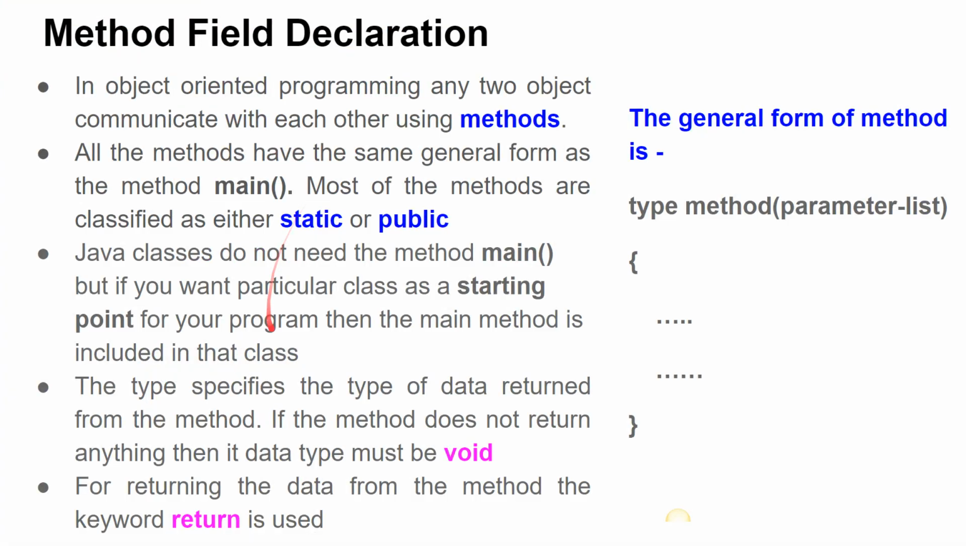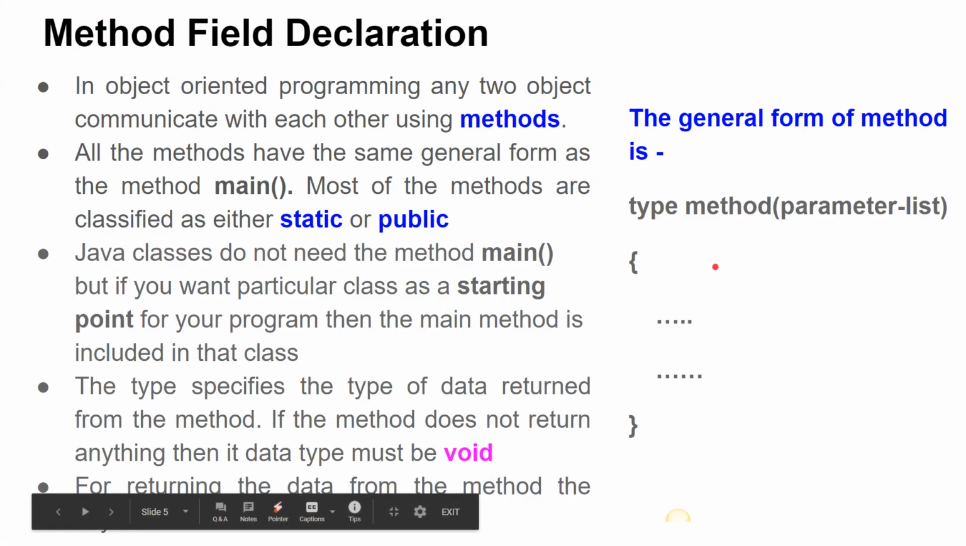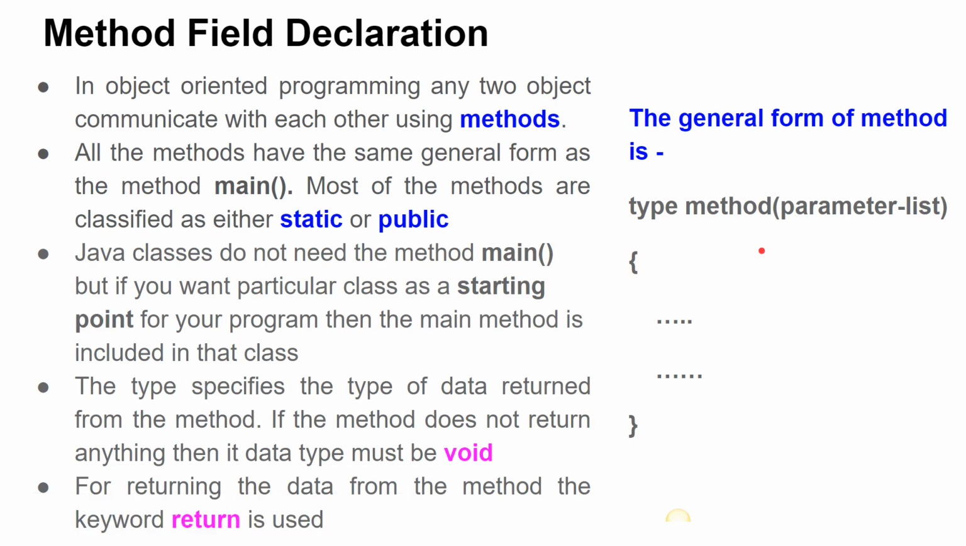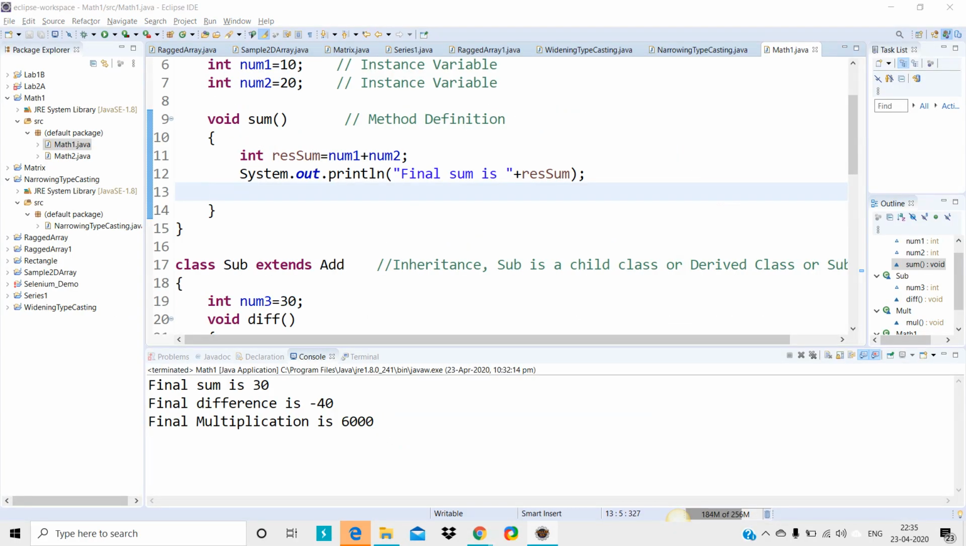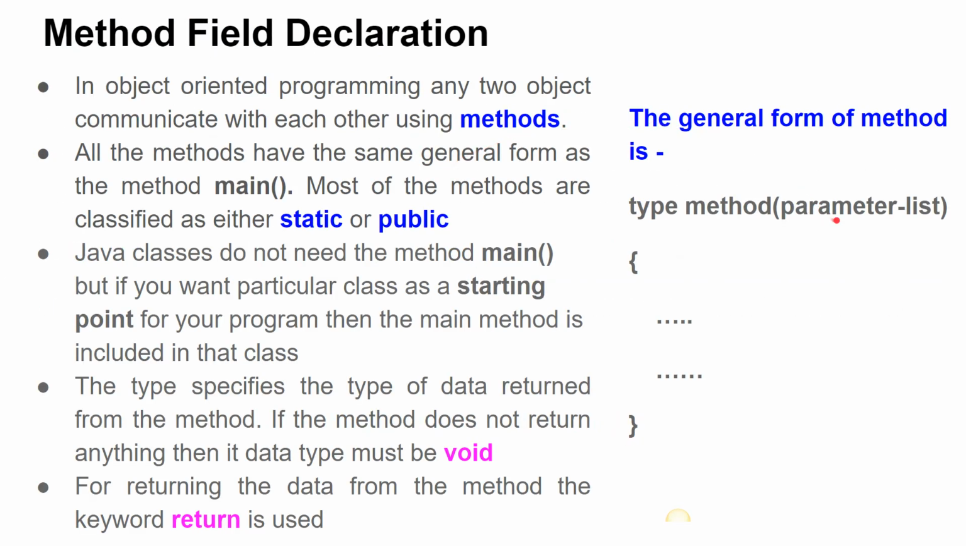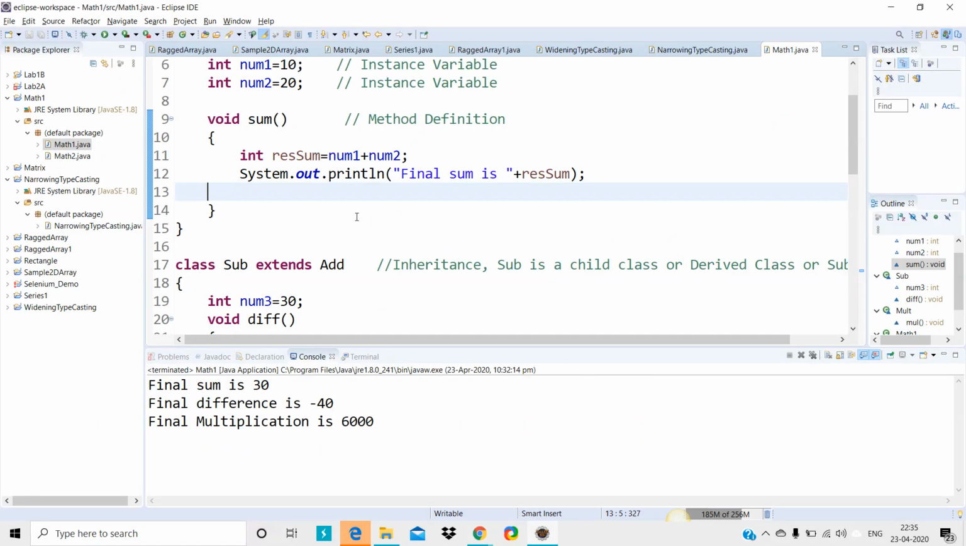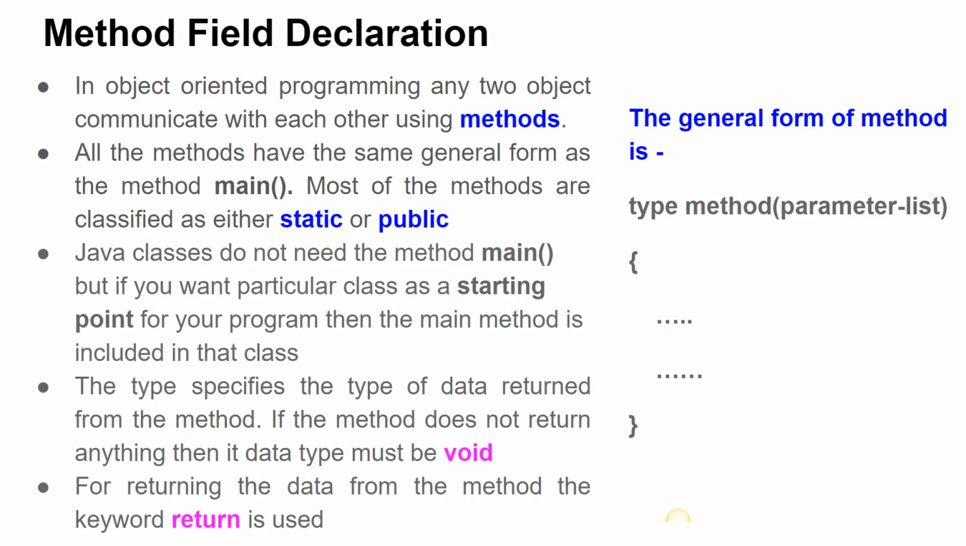So that is the meaning. And for returning the data from the method, the keyword return is used. That's what the keyword return is used for. So this is the general form of a method. Here a parameter list is also used. We'll see it later, and we can also pass parameters. We'll discuss it in constructors.